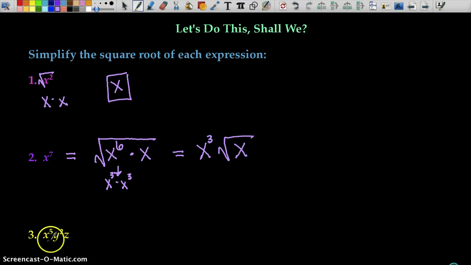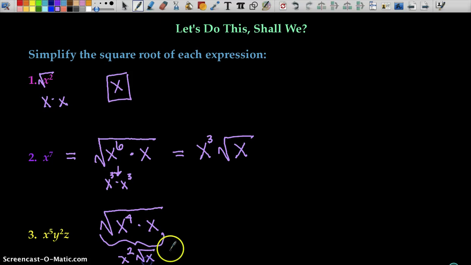Now when you look at this one, we have 3 different variables here. It may seem confusing, but you just take it one step at a time. Let's first look at our x values. We have x to the 5th. We're going to take that down to x to the 4th times x. And this would then become x squared times the square root of x.